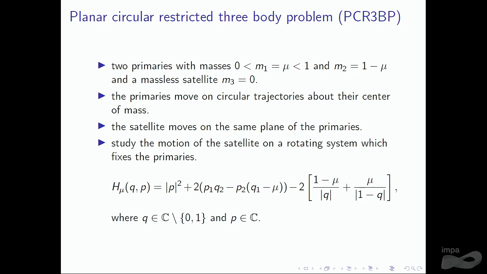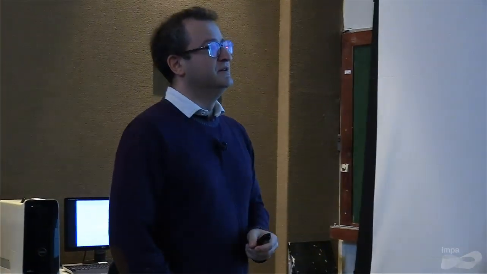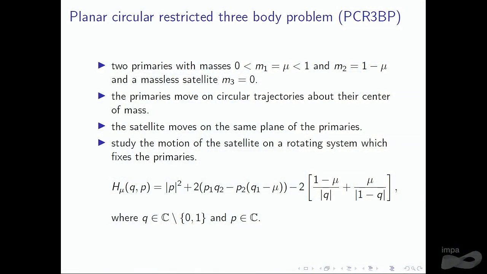So if you want to study the motion of the third body, we just have to integrate the Hamilton's equations associated to this Hamiltonian system. But this is extremely difficult, even to find one single periodic orbit. Of course, you have some equilibrium points which are not so difficult to find, but to find periodic orbits is something hard, even for a Hamiltonian of this type. This is essentially due to this term here that you see.